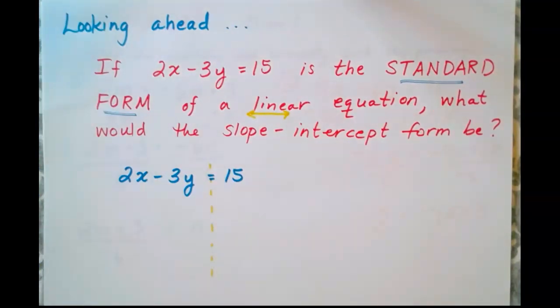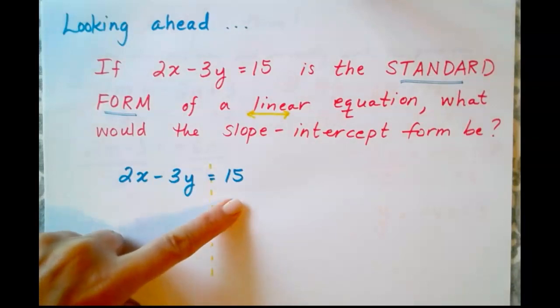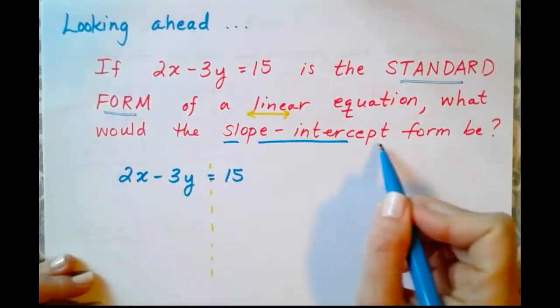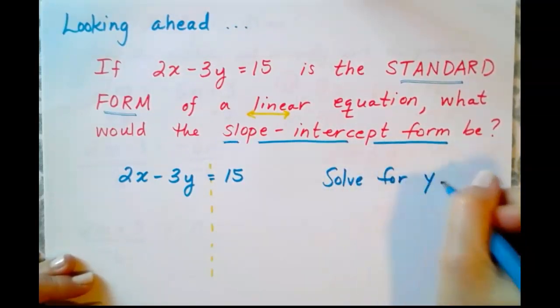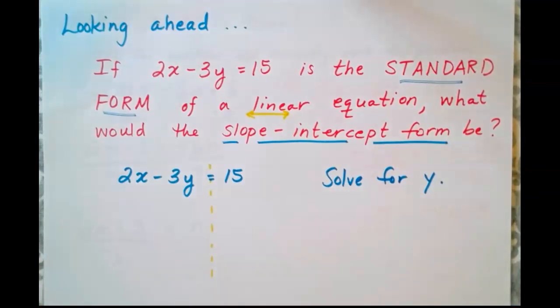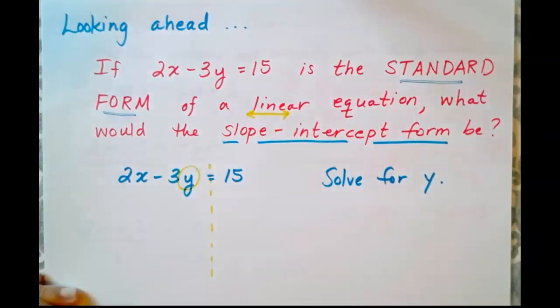I've said that we're looking ahead, but I know that you all covered this in algebra or in pre-algebra class last year. So this is not a completely new skill. This is something that you definitely have done before. So if we have 2x minus 3y equals 15, if we want to put it in slope-intercept form, we need to solve for y. And when I ask you to solve for y, I'm asking you to get the y by itself. So we've got to undo everything that's been done to that y.